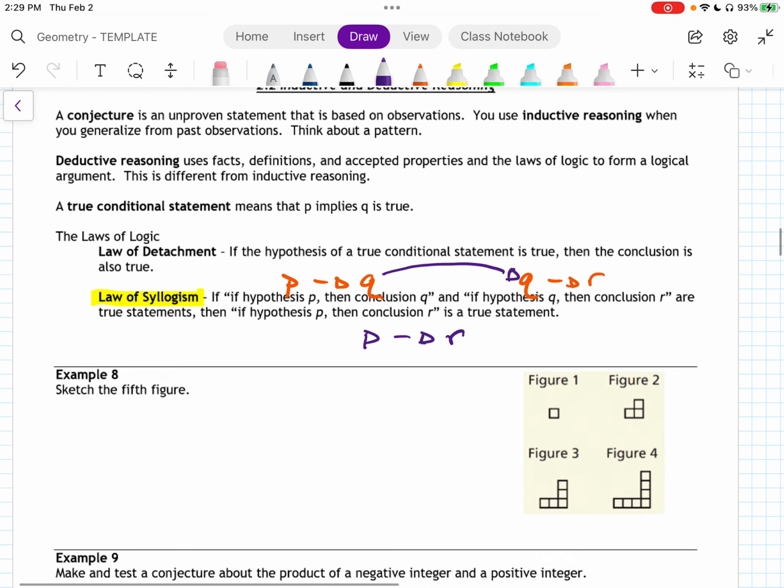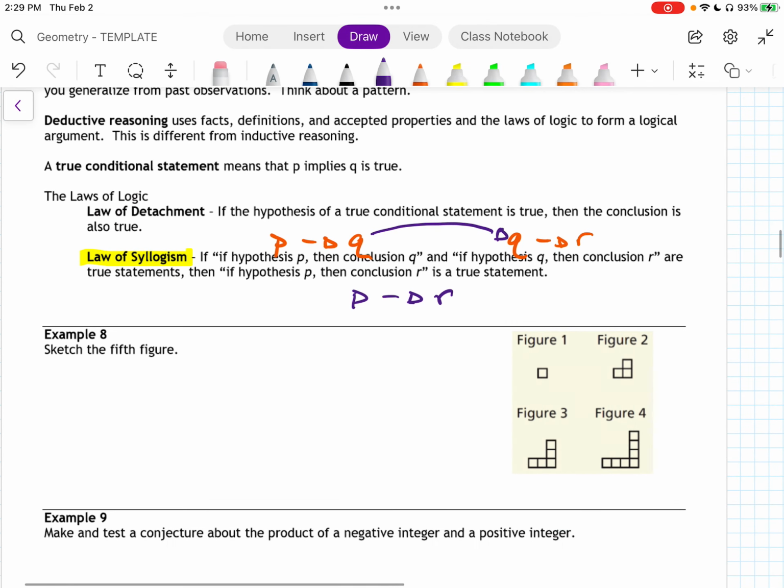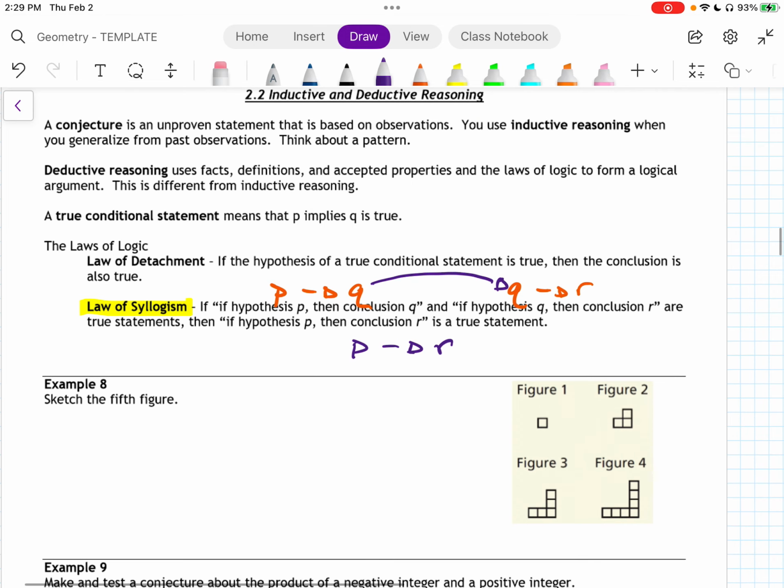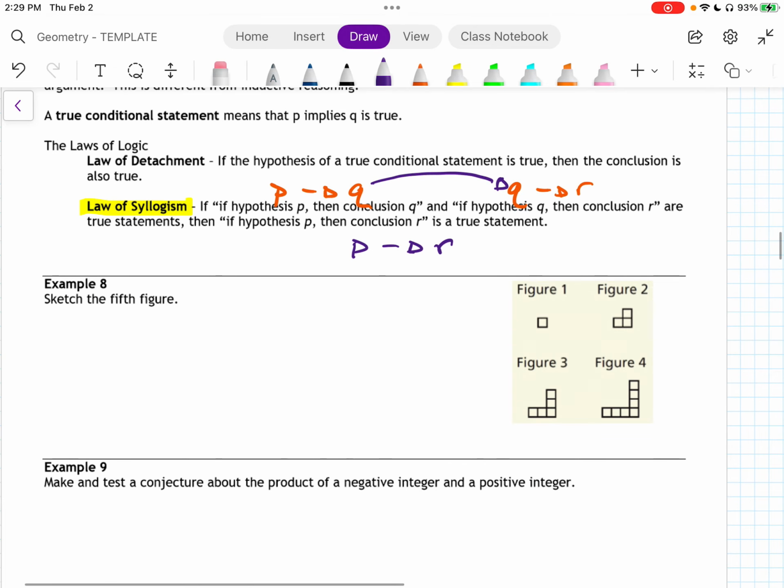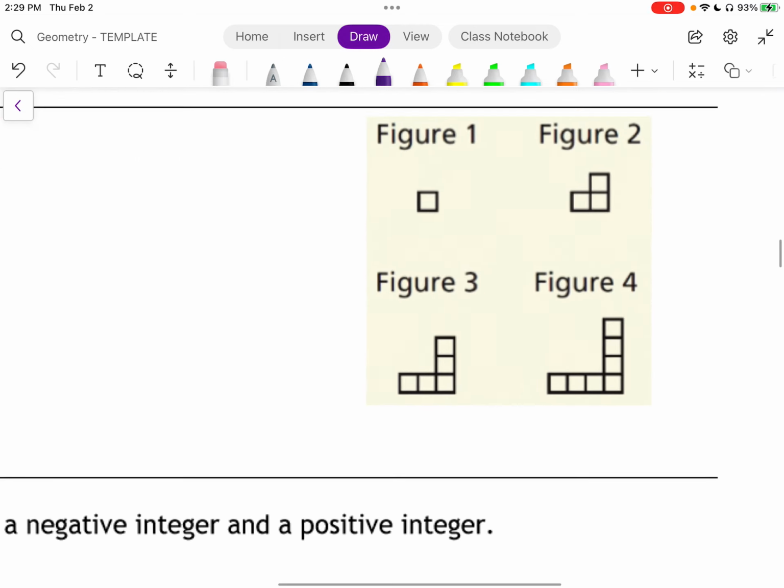So example 8 here. This one here is going to be us kind of using a conjecture and using inductive reasoning, right? So you think about the problem where you're, not problem, but the situation where you're telling your friend, hey, you're going to wear shorts tomorrow, aren't you? Because you've worn shorts every day. So here we're looking at these pictures, and we're going to generalize from the pictures. Figure 1, 2, 3, and 4. And we can probably see what's happening.